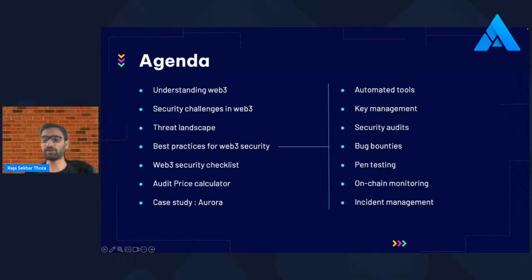Along with that, we also have two tools from our AuditOne side where we'll be showing you demos, which are going to be public today, that can be used by projects to assess their security levels, as well as, if you are looking for an audit, to calculate the audit price. And finally, we are going to have a look into a case study from one of our best clients, Aurora, whom we audited for 3+ projects, and are also running a bug bounty with right now. So let's begin.